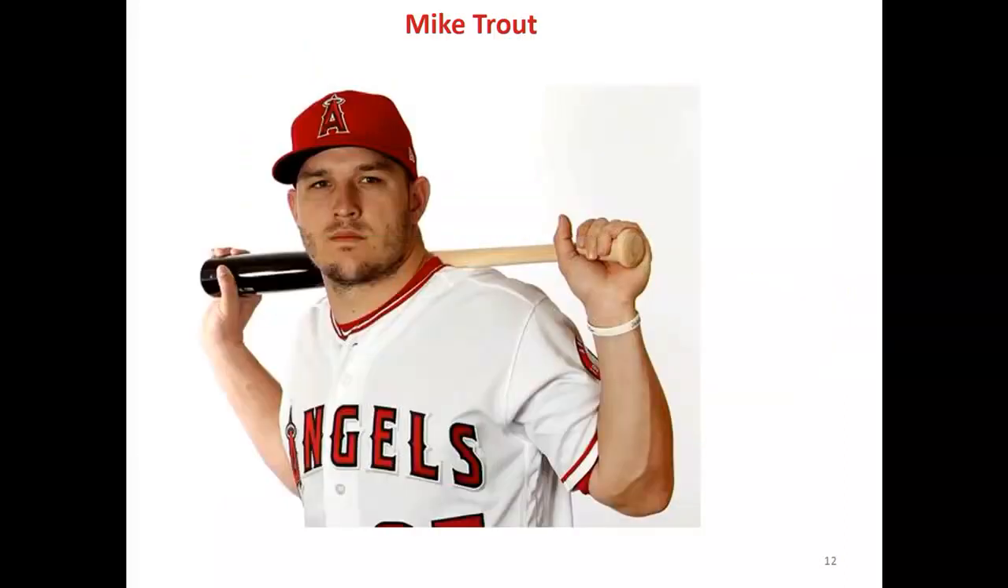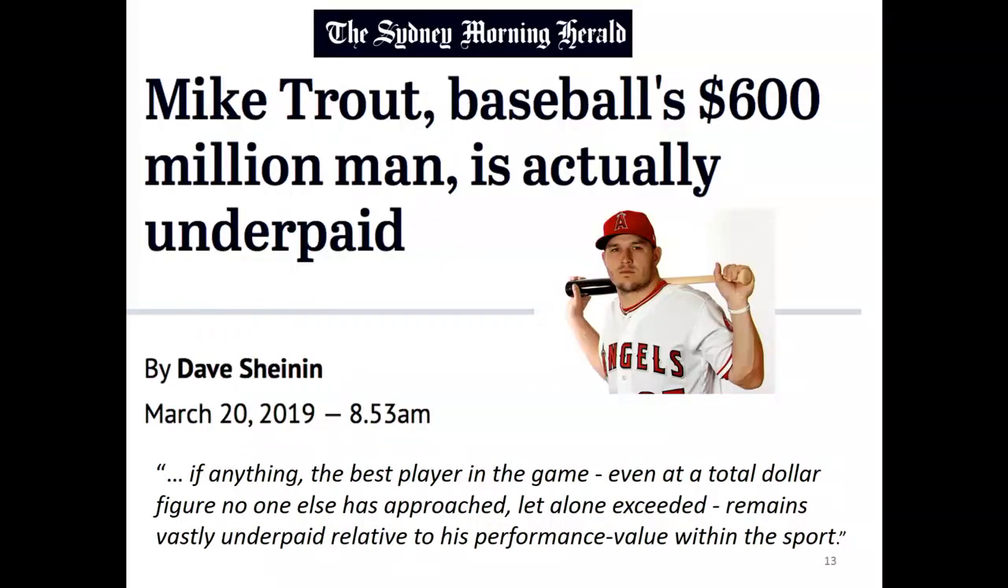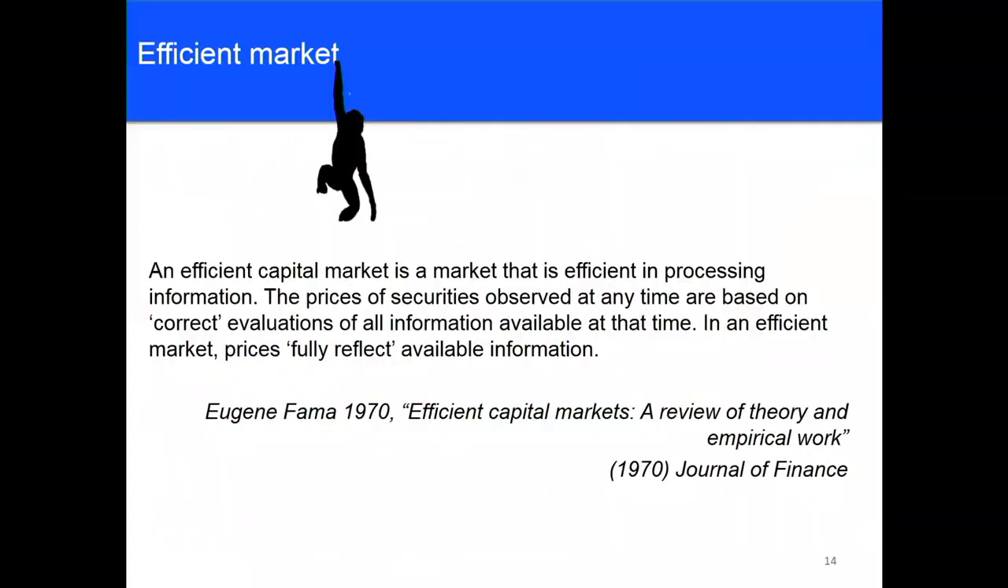So you have a narrative, for instance, the agent of this person, Mike Trout, is able to convince people that he's worth $600 million. And then, in fact, you can go on and say that even though he's worth $600 million, he's actually underpaid. So that's the value of a good agent. So that's just a preamble, just to show the limits of the kind of theory I'm going to talk about.